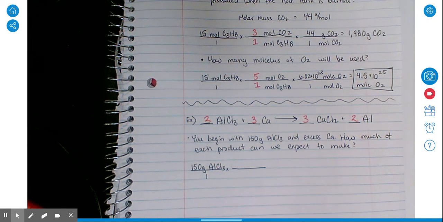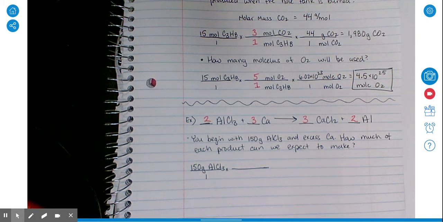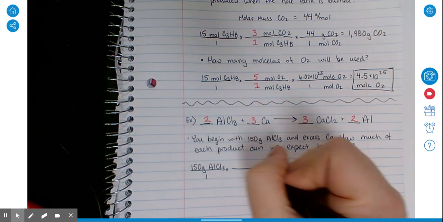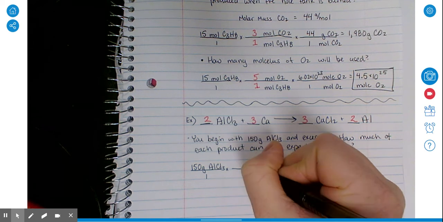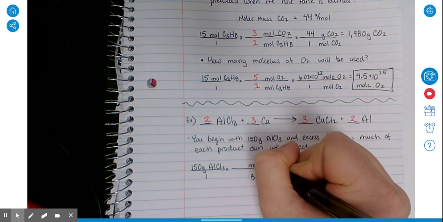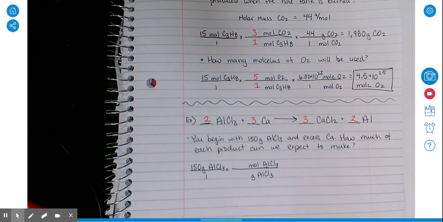And you will learn very quickly, you need to get to moles, because moles are the bridge and moles are the way that you can convert between everything. They're kind of the central conversion factor. So from grams of aluminum chloride, go to moles of aluminum chloride. Now, I didn't set it up here. I probably should have this time.